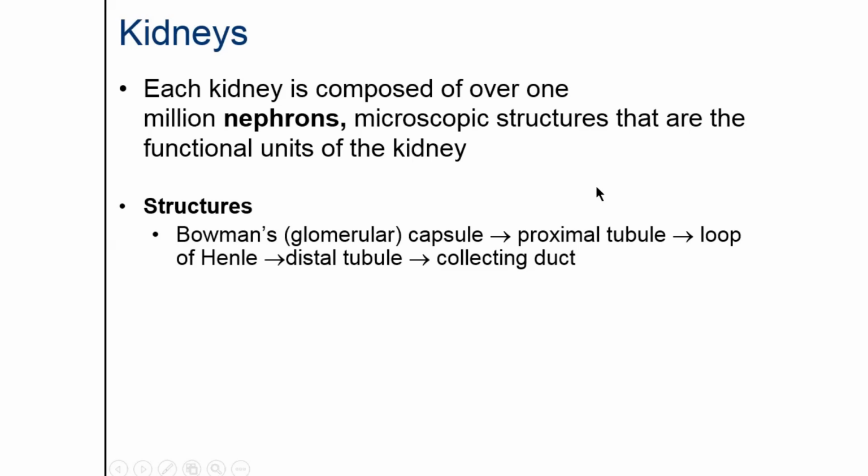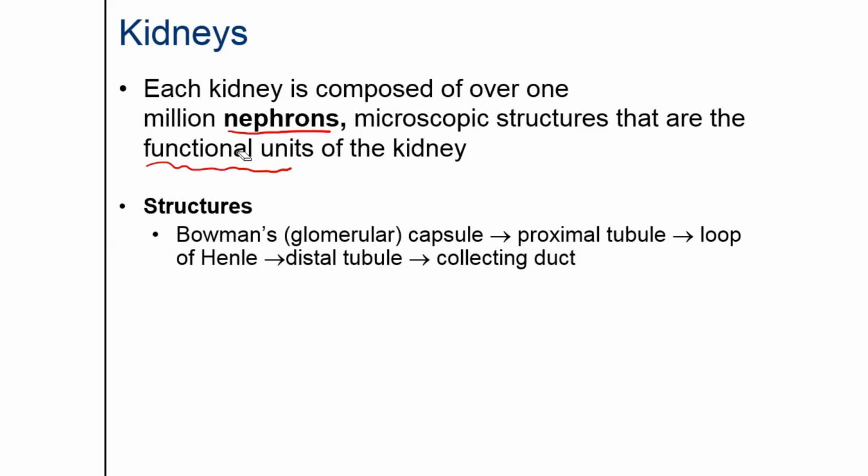Okay, now we're going to talk about something called a nephron and its relationship with urine production. Each kidney is composed of over 1 million nephrons. These are microscopic structures that are basically the functional units of the kidney. Functional unit means they are the smallest unit that is responsible for creating the urine in this case.